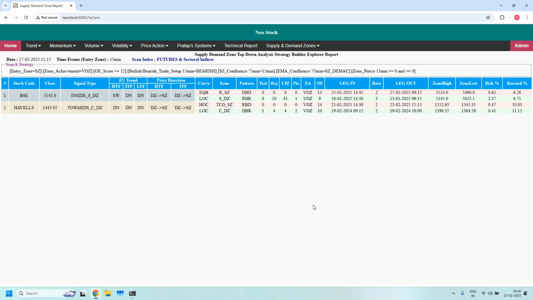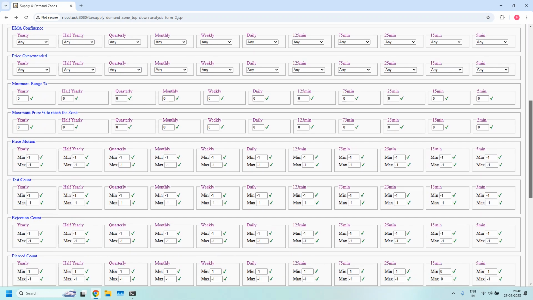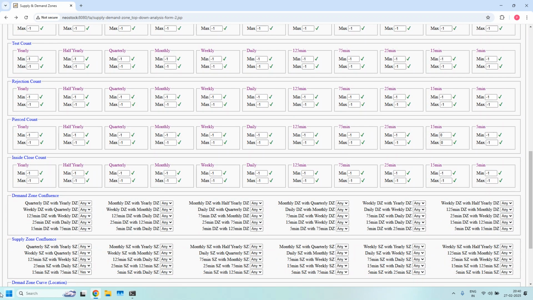Next, let us look into LTF, ITF and HTF supply zone confluence. That is 15 minutes, 75 minutes and daily supply zone confluence. I am removing EMA filter. In the supply zone confluence, we should set three filters. First filter is already enabled. Second filter, 15-minute supply zone with daily supply zone confluence. Third filter, 75-minute supply zone with daily supply zone confluence.